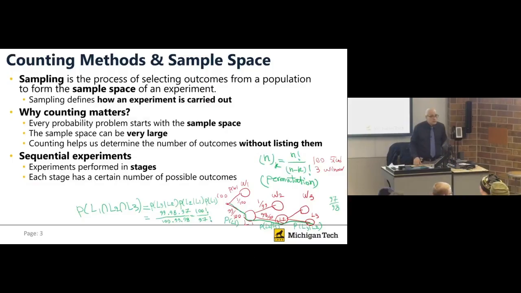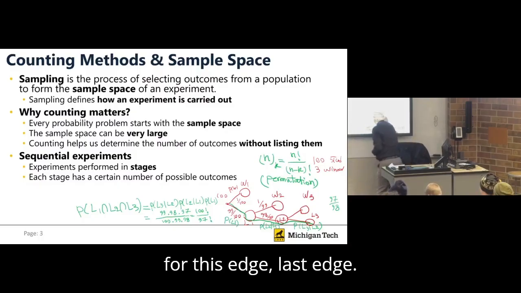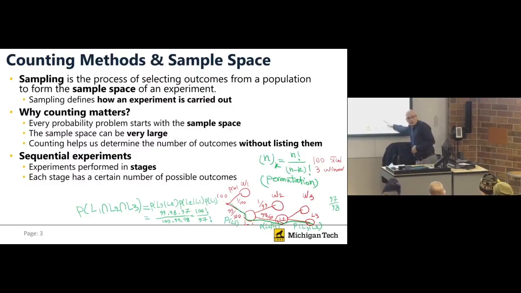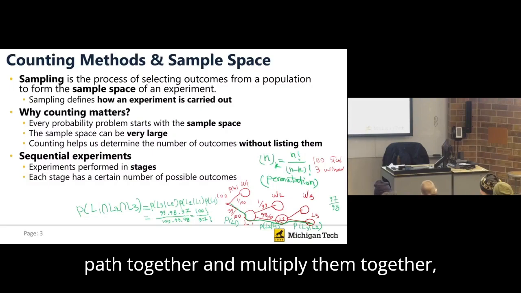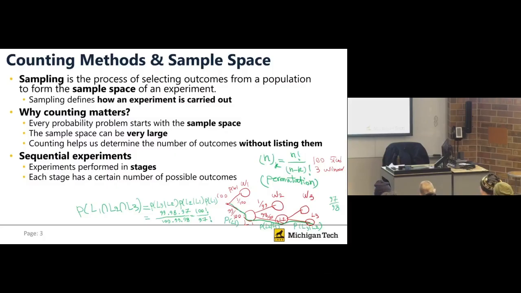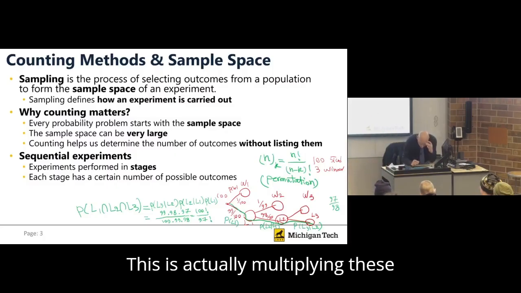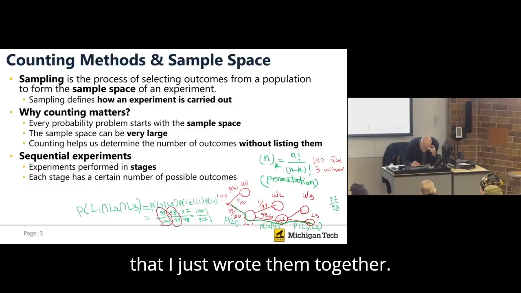Yes? 97 over 98, that is this one actually, for this edge, the last edge. Yeah. And when we put these paths together, multiply them together, we actually multiply them like that to become this number. This is actually multiplying this tree part that I just wrote together.